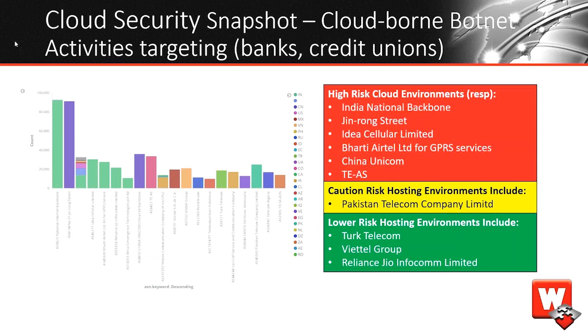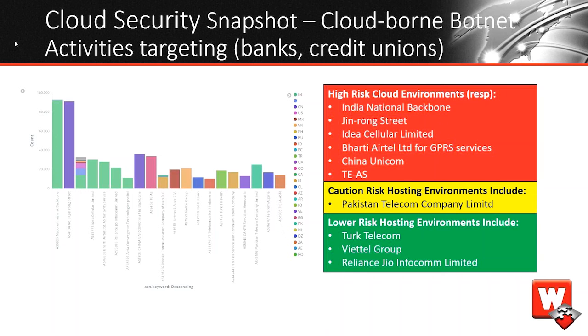And the cloud security snapshot for cloud-borne botnet activities targeting banks and credit unions this week. For high risk, we have India National Backbone, Jinrong Street, Idea Cellular Limited, Bharti Airtel Ltd for GPRS services, China Unicom, and TEAS. A lot of these high-risk ASs are actually mobile ASs, which is an interesting observation. And the cautionary is Pakistan Telecom Company, which is also a mobile AS.